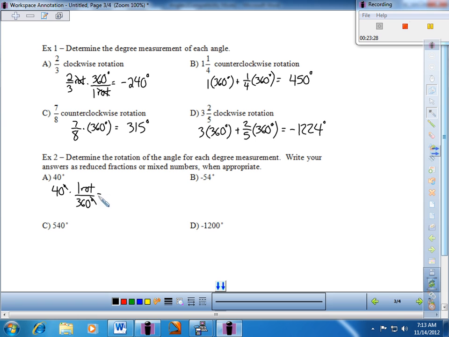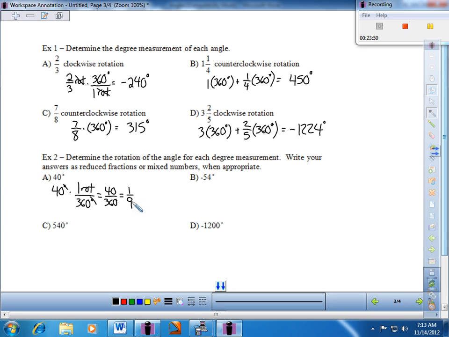So you can write this or not write this, it's up to you, but basically this would be 40 360ths of a rotation. The degrees canceled and we got that. And again, as it says in the instructions there, write your answers as reduced fractions when appropriate. So you could think about this as what is 40 over 360, and just to expedite this along, that should be 1/9.